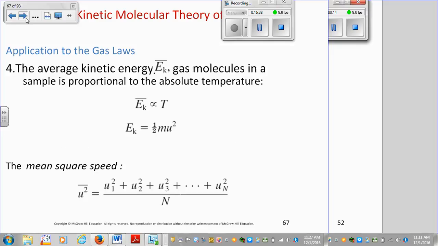The average kinetic energy of gas molecules in the sample is proportional to the absolute temperature. So the energy is 1/2 mass times the velocity squared. The bottom shows you how to calculate the mean square speed. So remember, we have molecules in this gas mixture moving around with various speeds. Some are moving faster than others. But we calculate the mean square speed.